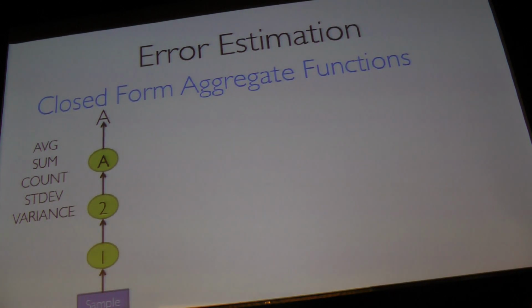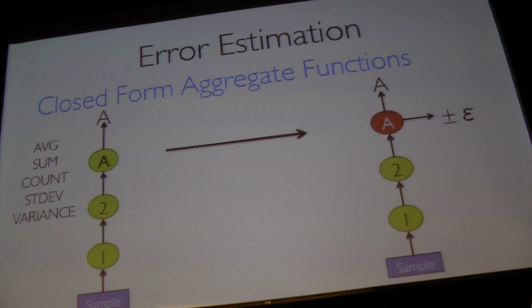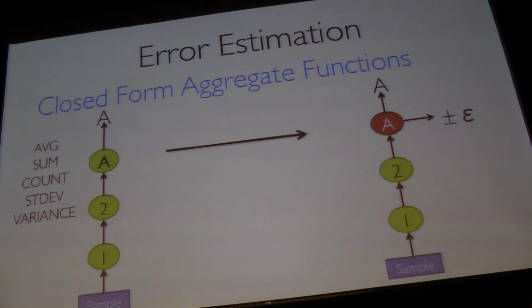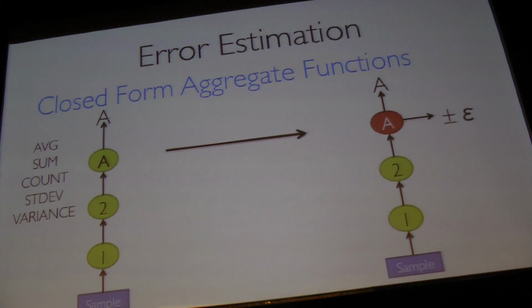So for closed form aggregate functions, a simple implementation in case of BlinkDB would be just to modify these aggregate functions, which are of the form average, sum, count, standard deviation, and variance. We allow these aggregate functions now to return that answer and that corresponding error by just modifying the aggregate function that now computes the error that's associated with the sample.